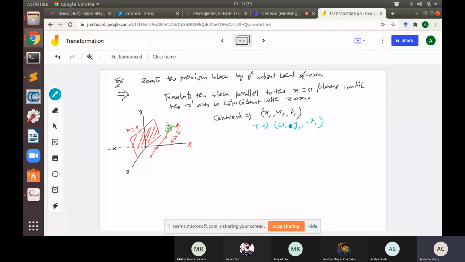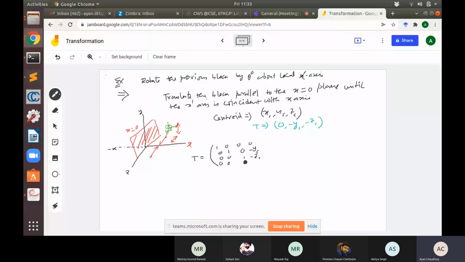So if we write the transformation matrices, how will it look? T will be 1 0 0 0 because of this. Then 0 1 0, and this is minus YC, 0 0 1 minus ZC, and with this homogeneous coordinate factor. That's it. So this is my translation.